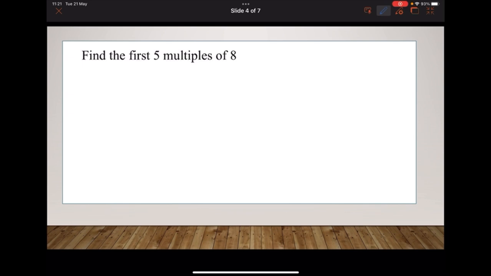Okay, so the first 5 multiples of 8, we're going to start with 8 times 1, which is 8. And then we're going to do 8 times 2, which is 16. 8 times 3, which is 24. 8 times 4, which is 32. And then 8 times 5, which is 40. And these are the first 5 multiples of 8. Well done if you got that correct.